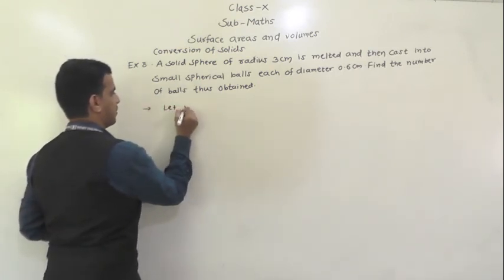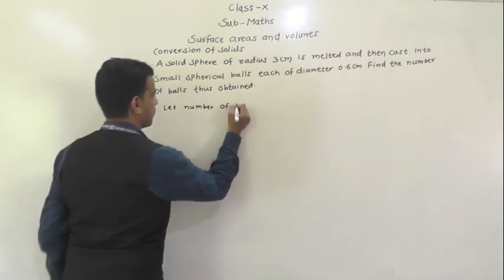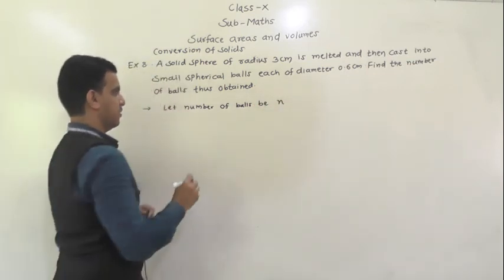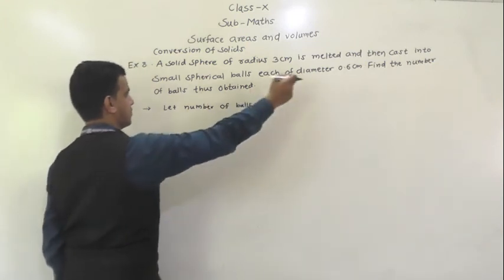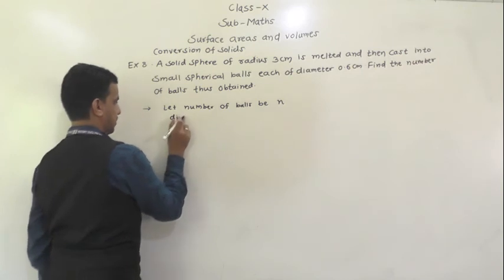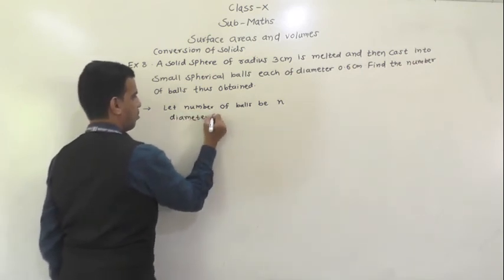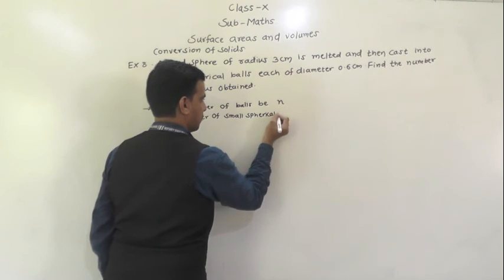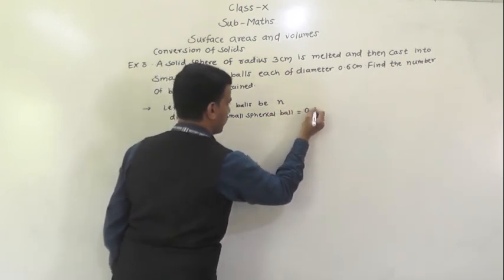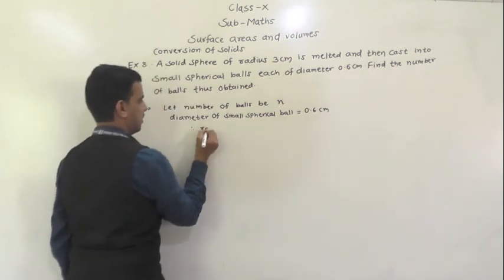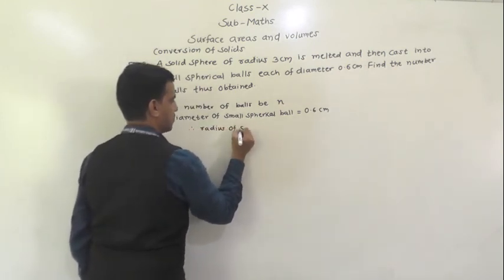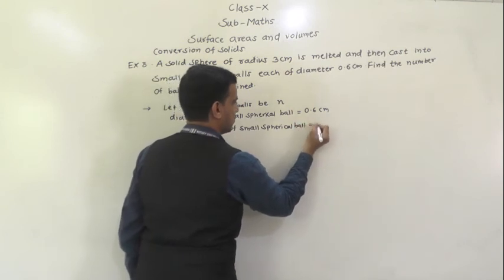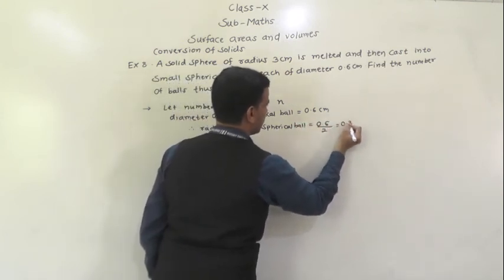So let the number of balls be n. Okay, we have to first find the diameter of the small spherical ball. It is given that the diameter of the small spherical ball is equal to 0.6 centimeter. Therefore, the radius of the small spherical ball is equal to 0.6 by 2, that is 0.3 centimeter.